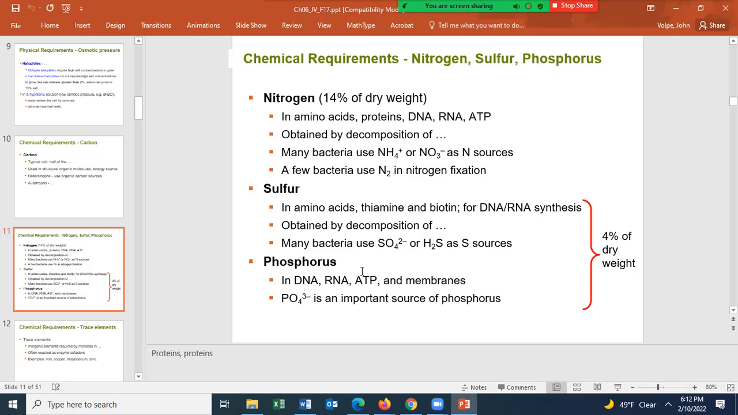Phosphorus, another chemical requirement. Phosphorus is in DNA, RNA, ATP, and in the cell membranes. Phospholipids have phosphorus in them. Phosphorus is usually in phosphate, shown here. It's an important source of phosphorus for green plants. Phosphate is a nutrient.